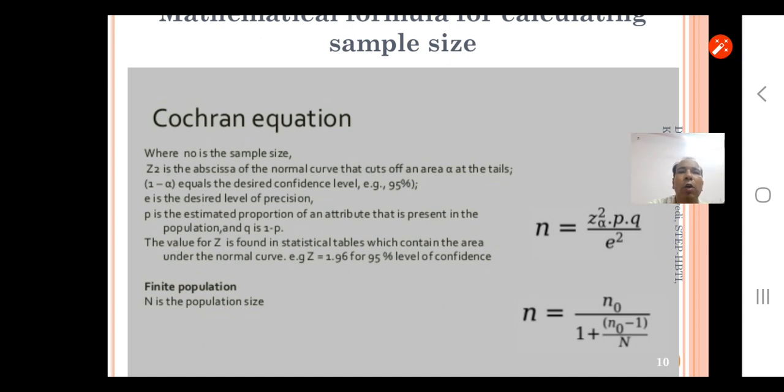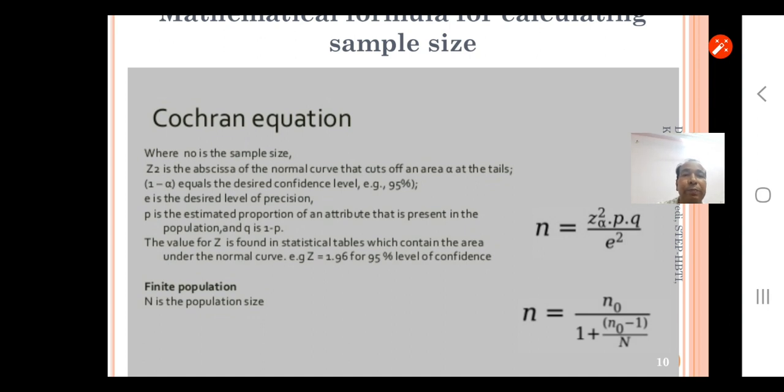P is the estimate of the proportion. That is what I said: 50% estimate proportion of the population. As I told you, if we can achieve 50% population proportion, that means we are going to get almost 99% attributes of the entire population. That is the value of P. So P means 0.5, 50% means 0.5, and Q denotes here 1 minus P. That means 1 minus P will again be 0.5.